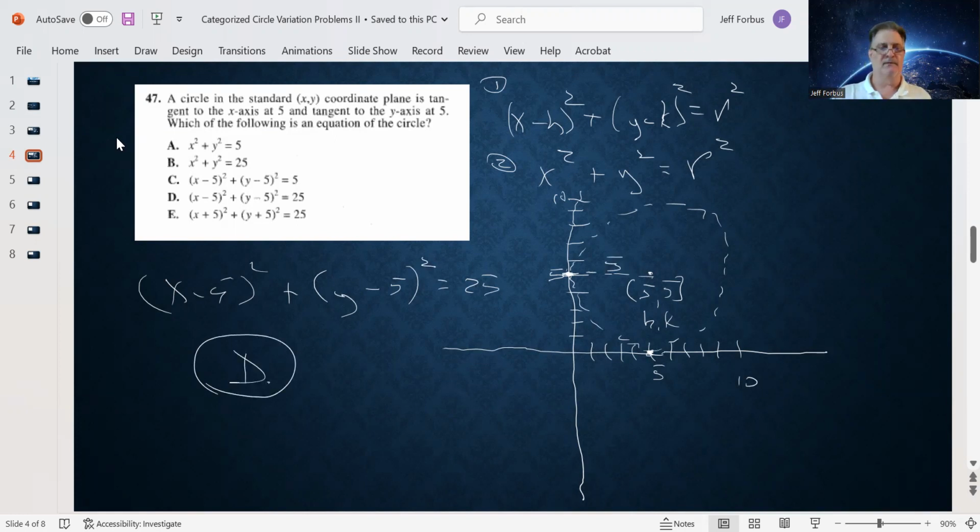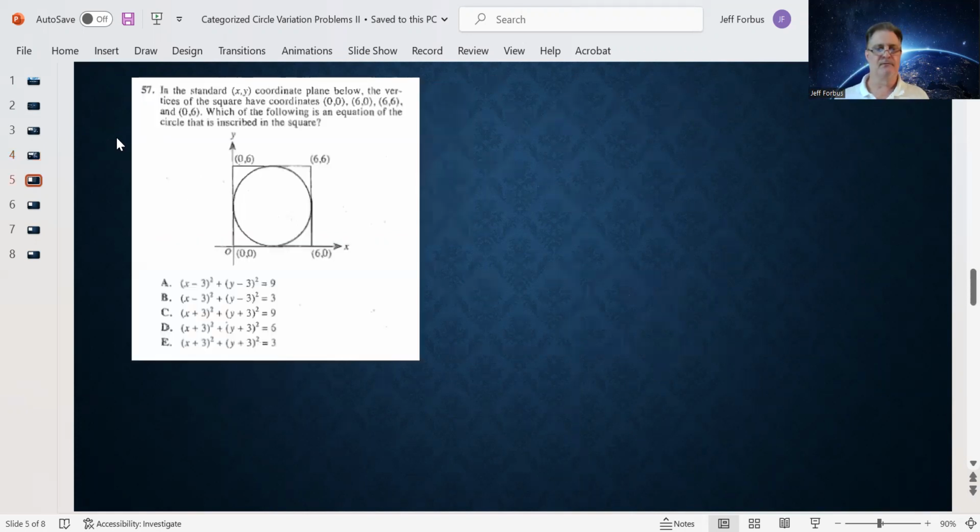Okay, let's go to our next question. So this question, they've already got a circle and all the points set up around it. And it says in the standard coordinate plane below, the vertices of the square has coordinates 0, 0, 6, 0, 6, 6, and 0, 6. Which of the following is an equation of the circle that is inscribed in the square?